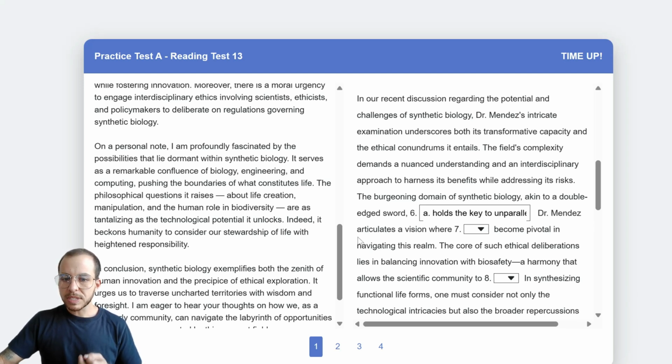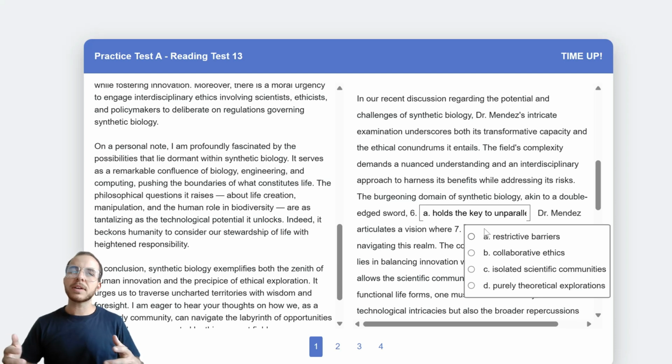Dr. Mendez articulates a vision where something becomes pivotal, something becomes necessary in this. What is necessary in the development of synthetic genes? Where restrictive barriers become necessary, collaborative ethics, isolated scientific communities. No, not C. Purely theoretical, not D. So either A or B.